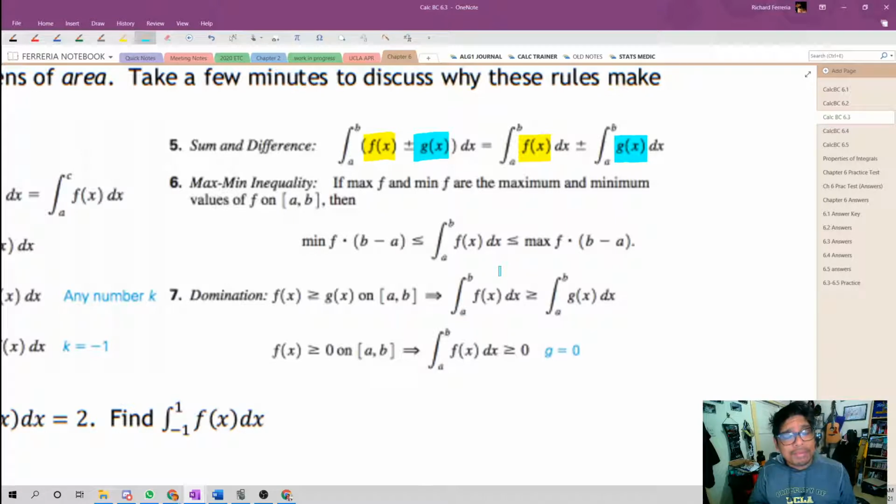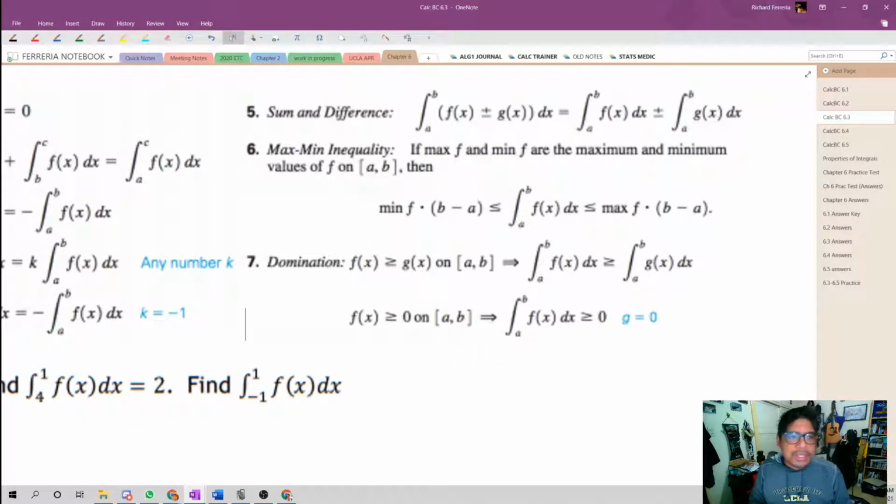6 and 7 are kind of nebulous. And I think for 6 and 7, we'll go take a look at a graph of an f of x. For 6 in particular, take a look at what is b minus a. That is just the width of the integral. So if I'm integrating from a to b, b minus a is the width of that integral. So let's take a look at a graph of this then.